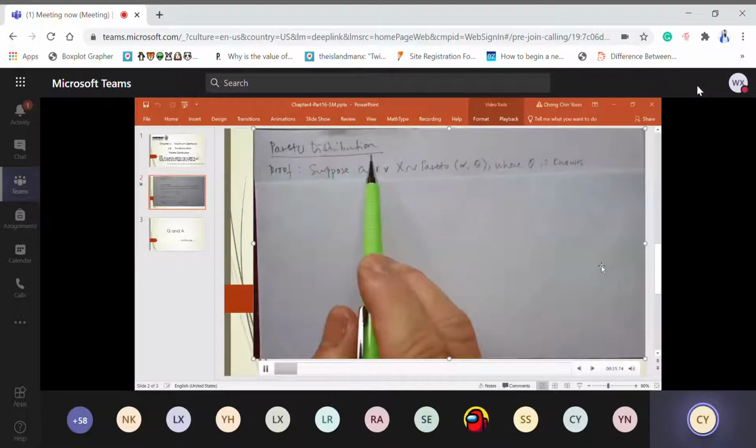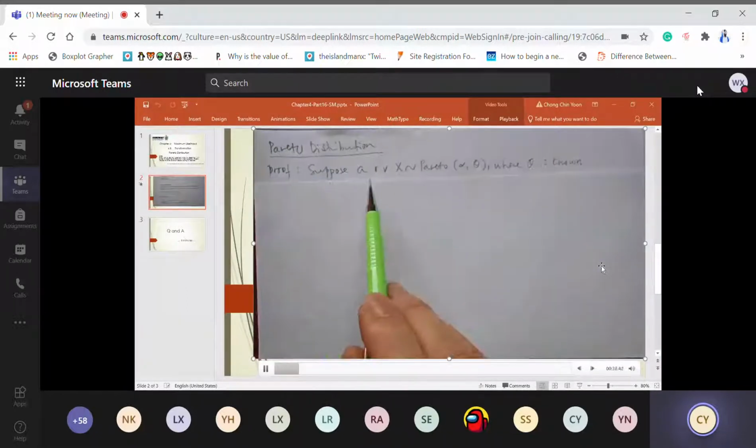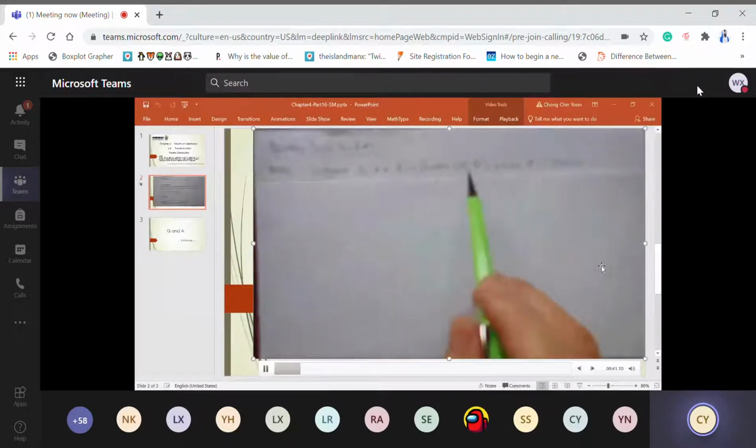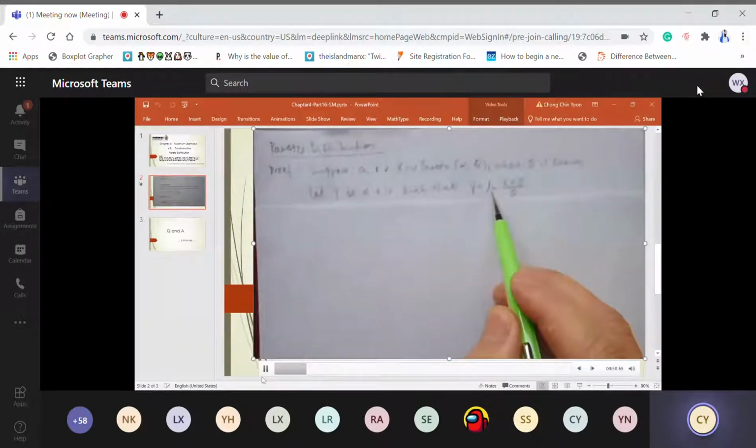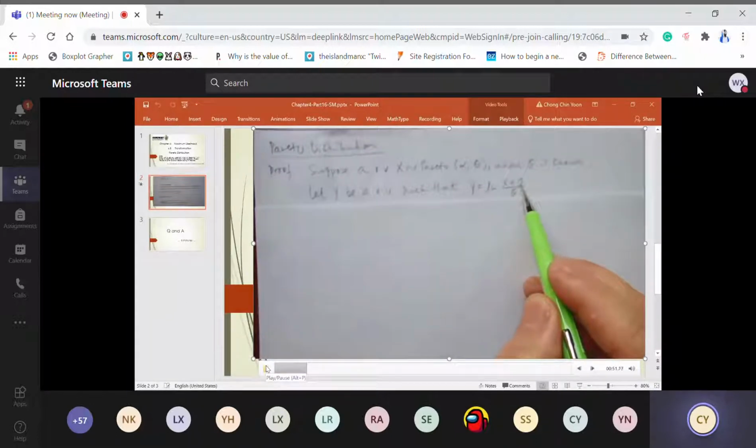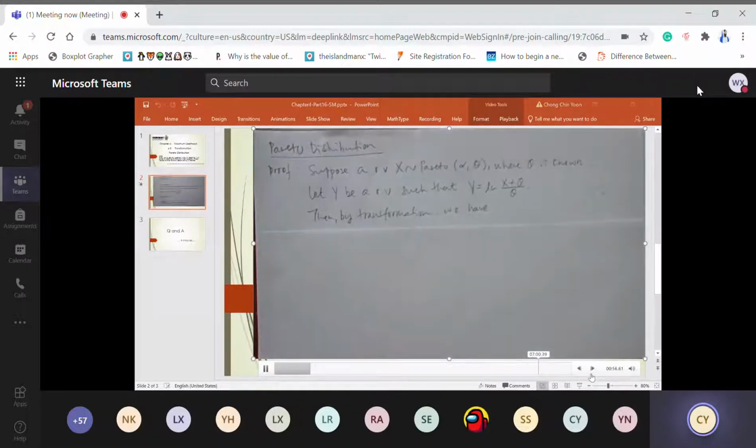Pareto distribution proof. Suppose the random variable X is Pareto distributed with parameters alpha and theta, where theta is known. Let Y be a random variable such that Y is equal to log((X plus theta) divided by theta). Okay, so this formula is important for Pareto, the transformation of Pareto. But do not worry, I say usually this is given in the exam. Carry on. Then, by transformation, we have the following.